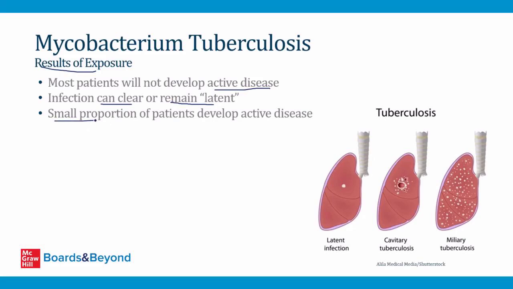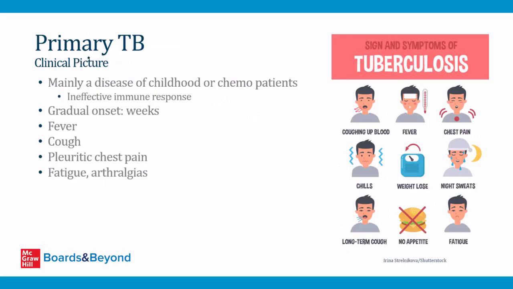Only a small proportion of people who are initially exposed to tuberculosis are going to go on to develop active disease. So that brings us to a discussion of primary tuberculosis, which is the active infection that a small number of people get on initial exposure to the mycobacterium. This is mainly a disease of childhood or chemotherapy patients, and the reason it happens in these groups is because these groups have an ineffective immune response, and so when they are first exposed, they sometimes develop an active symptomatic infection compared to other individuals who may be able to contain or clear the infection.